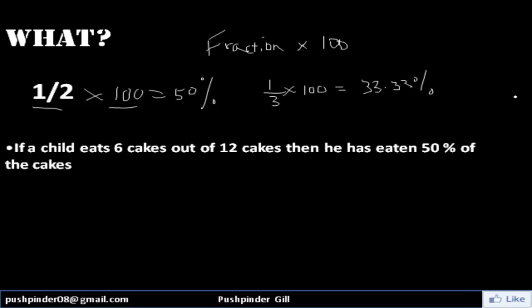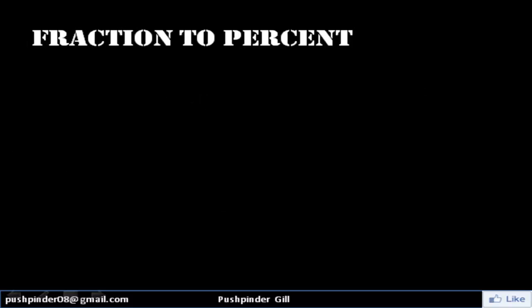Now if a child eats 6 out of 12 cakes, then he has eaten 50% of the cakes. So how did we find that? The fraction of the cakes that he has eaten is 6/12. That is equivalent to 1/2, and converting this fraction into a percentage is by multiplying it by 100. I get my percentage to be 50%. I hope you understood this. The scenario that I'm trying to teach you here is, whenever you get a fraction, you have to multiply it by 100 and you get the percentage, right? So we did conversion of fraction to percent.